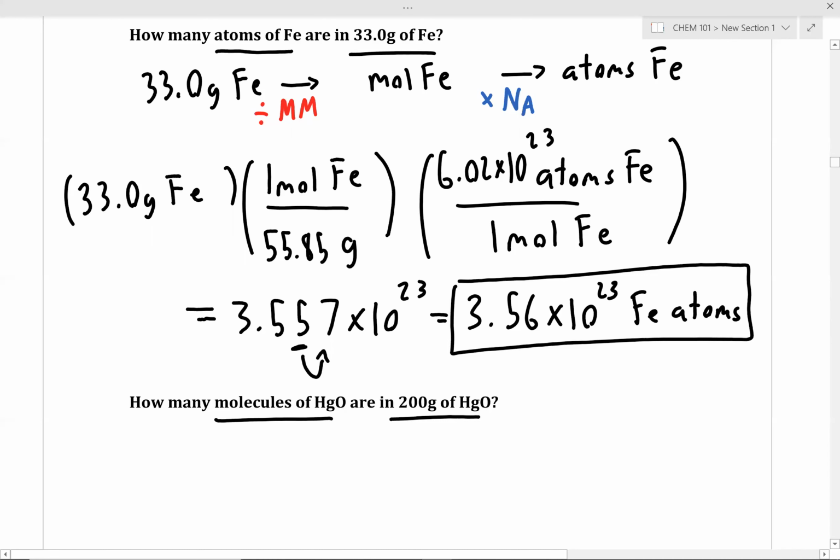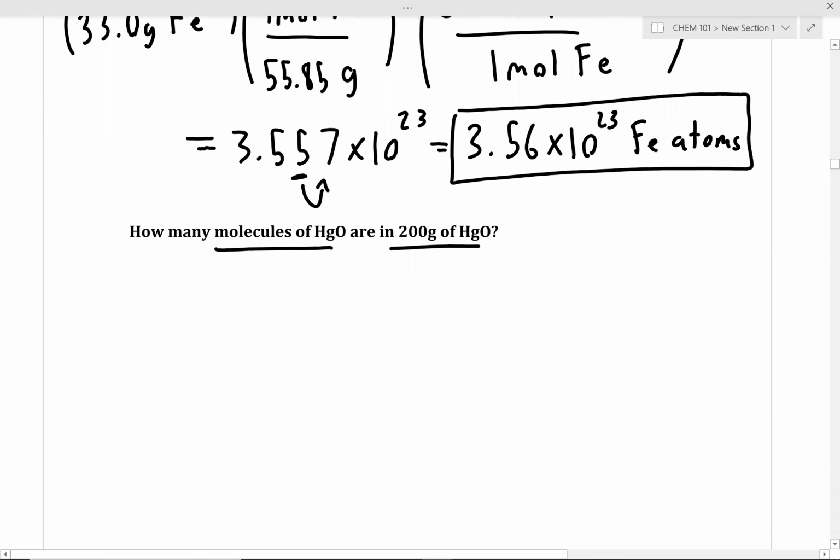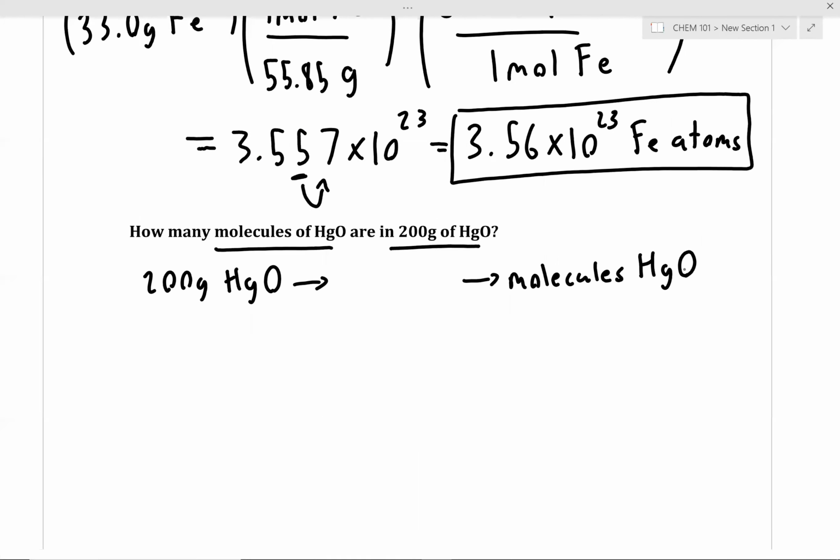So I saw a lot of reasonable solutions. So the only thing that's new in this next example is let's first establish the baseline facts. What are we given? Yep, we're given that we have 200 grams of mercury 2 oxide. And in the end, we want to report the molecules of mercury 2 oxide, to be exact. So what intermediate unit will we go through?